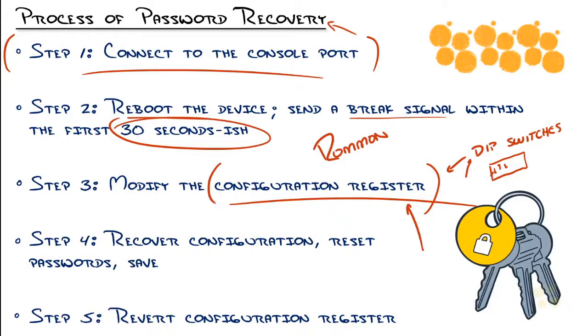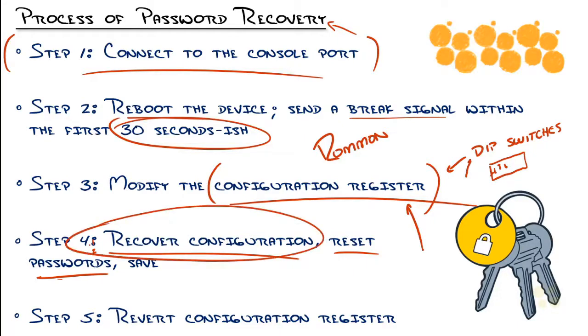You set the configuration register to ignore the configuration, not delete it, just ignore it. Boot the process, recover your old configuration, reset the passwords. I know some of you are like, that sounds like step 4.1 and point 2. Yeah, I kind of was like, let's just jam it all in there. You recover the configuration, meaning you don't want to lose your config. So recover it, reset your passwords, save the new configuration, and then change the configuration register back.